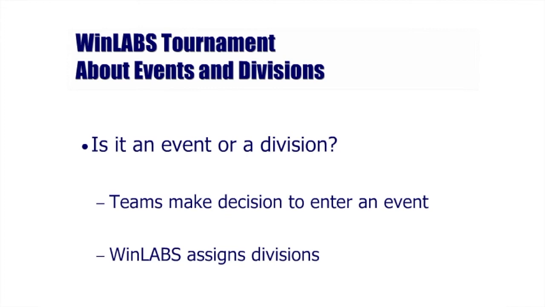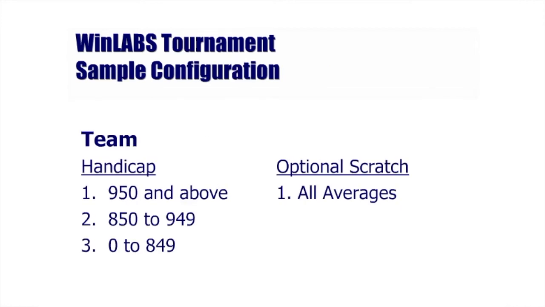Think of a division as something that is assigned. For example, a team enters the team event and WinLABS automatically assigns them to a division based on their average or other criteria. This is a common example of a team event where averages determine the division. The event is made up of 3 handicap divisions and an optional scratch division. WinLABS will automatically place every team that enters the tournament into one of the 3 handicap divisions based on the combined average of the bowlers on the team.